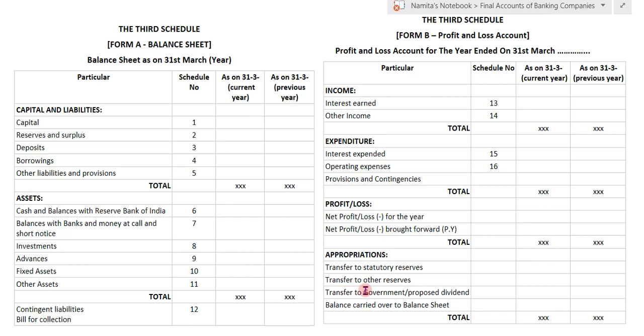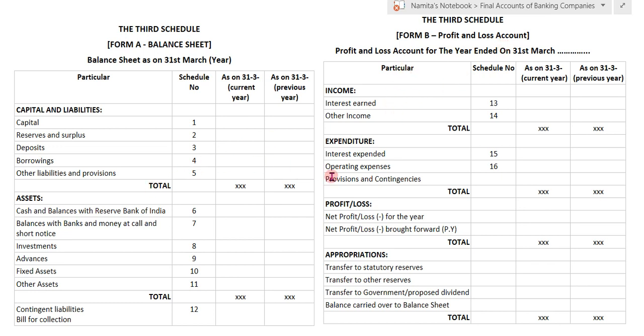Next, transfer to other reserves, like general reserves and so on. So the profit is to be transferred to other reserve. Next, transfer to government or proposed dividend, and last will be the balance carried over to balance sheet and the total of the profit and loss account. So this is the format of profit and loss account.